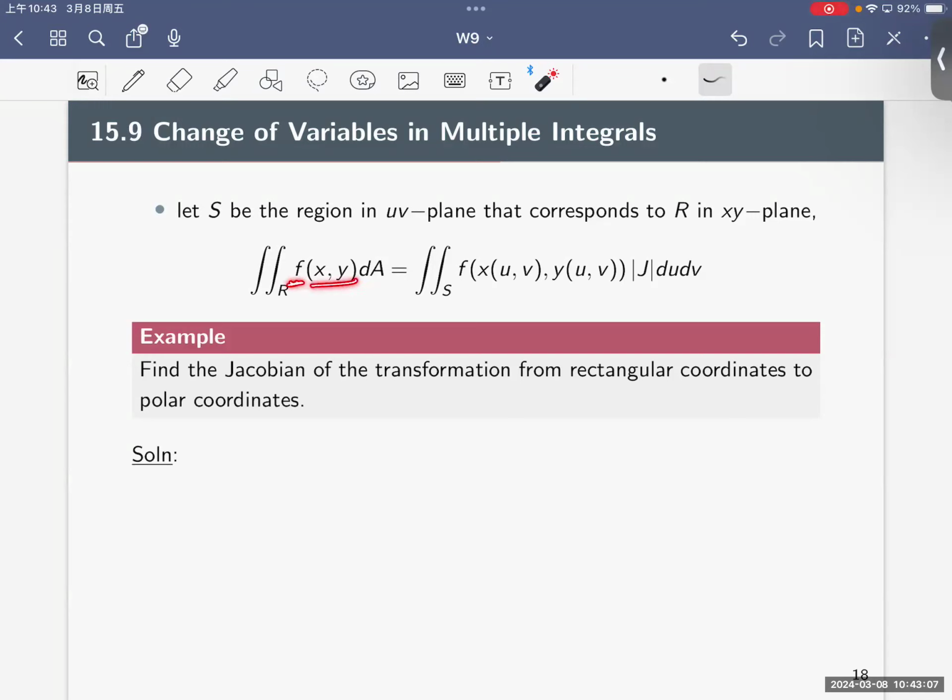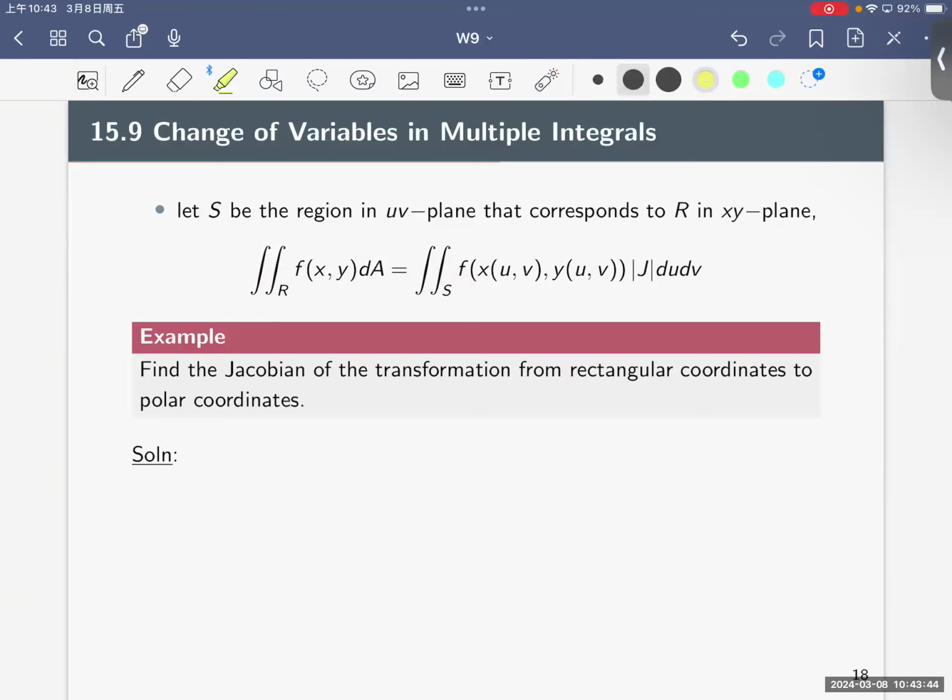How? f of x, y now becomes f of x, where x can be expressed using u, v, and y can be expressed using u, v. And dA, previously dx dy, now becomes the absolute value of the Jacobian times du dv. Previously it was an integration over the region R in the xy plane, and after the change of variable, the integration region becomes S in the uv plane.